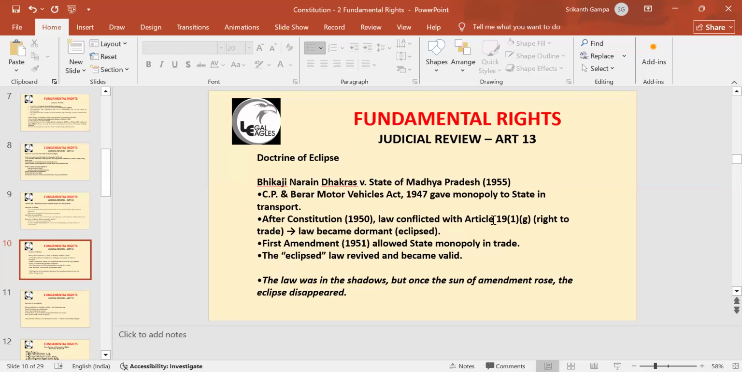Similarly, the CP Berar Motor Vehicles Act came into existence, which gave monopoly only to the state. But in 1950, when the Constitution came into existence, 19(1)(g) gave the right to trade. So the right to trade means I can start my own transport business. I challenged this one. So that particular act, the CP Berar Motor Vehicles Act, became dormant. An amendment was passed in 1951, again allowing state monopoly in trade. So monopoly was given again in 1951. The eclipsed law was revived and became valid.